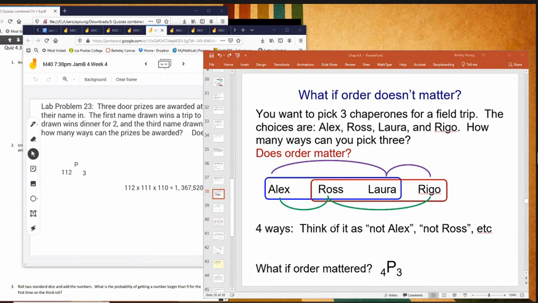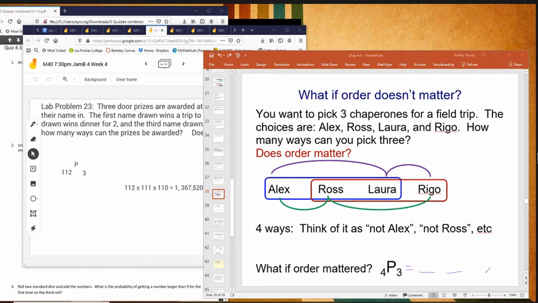Let's see. Here I would go 4P3 if order mattered. So that would be 3 spots: 1, 2, 3. I'd start with the 4. 4 options for the first job, 3 options for the second job, 2 options for the third job. So that would be 24. So if order matters, it's 24.